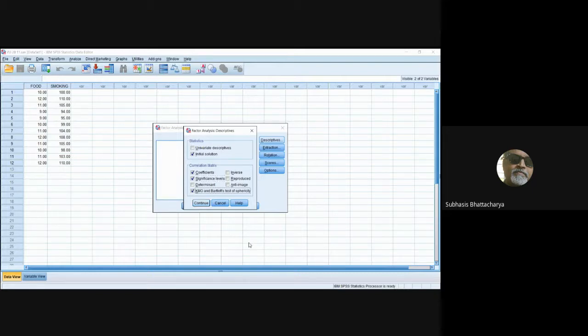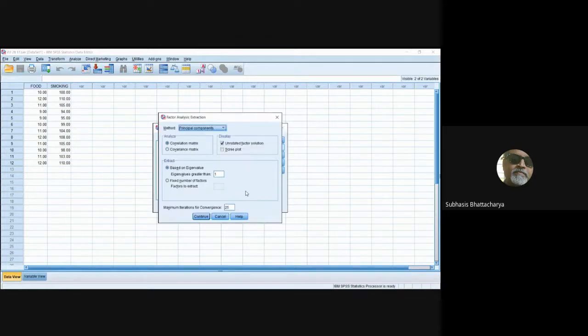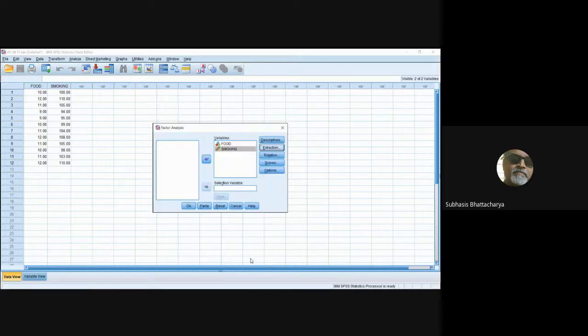And continue this, and you choose the extraction, that is the covariance matrix, and the scree plot. It is not needed here in this example, because the scree plot is important if we consider at least 4 or 5 variables. So okay, mark a tick on it.